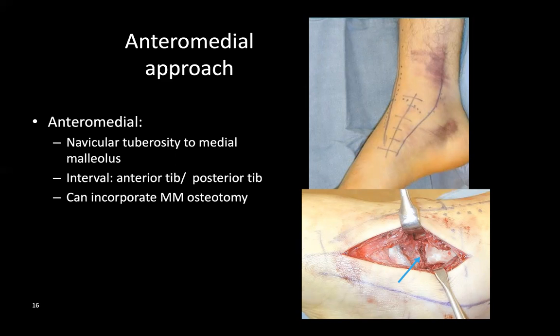You incise the skin, make sure you identify and protect the saphenous vein, and then you're basically just on capsule. Open up the capsule and get onto the neck. What you see here, where the little blue arrow is pointing, is that you don't have a lot of real estate that's not cartilage from this approach. So that makes it more challenging compared to the lateral side. There's not a lot of room to put plates in, so we're often using screws through this approach that are countersunk through the talar head, which we can talk about in a second.